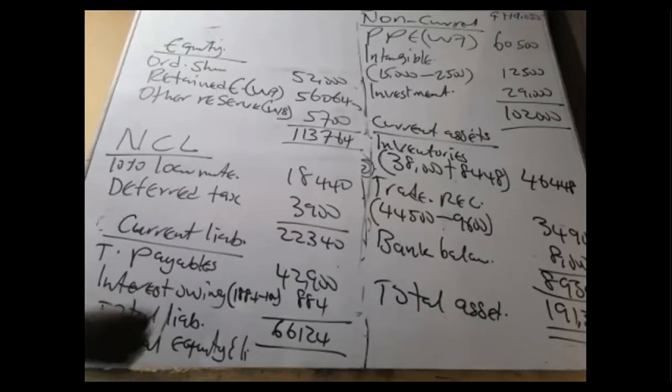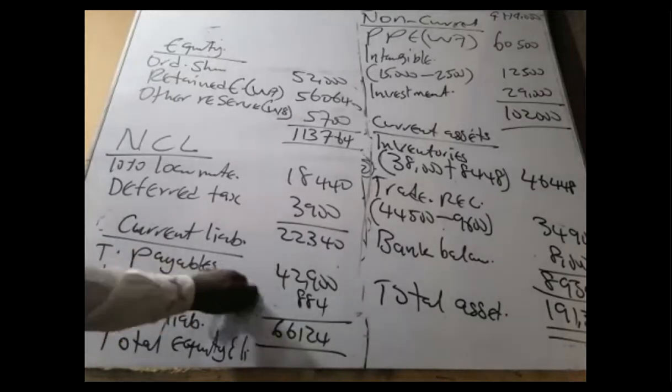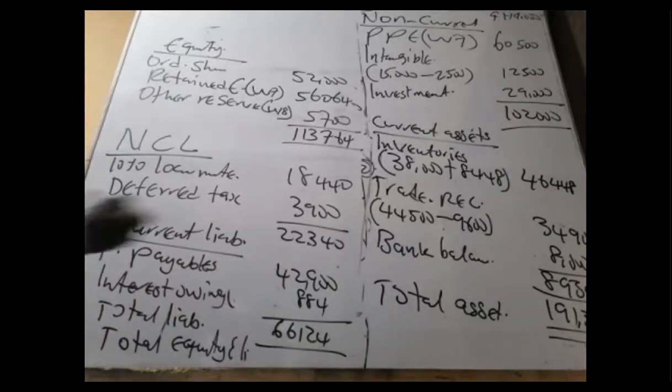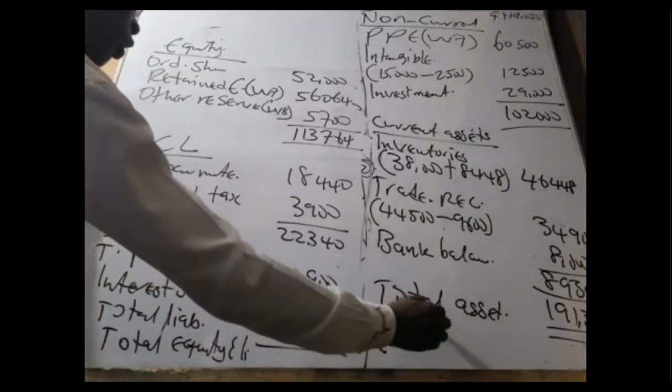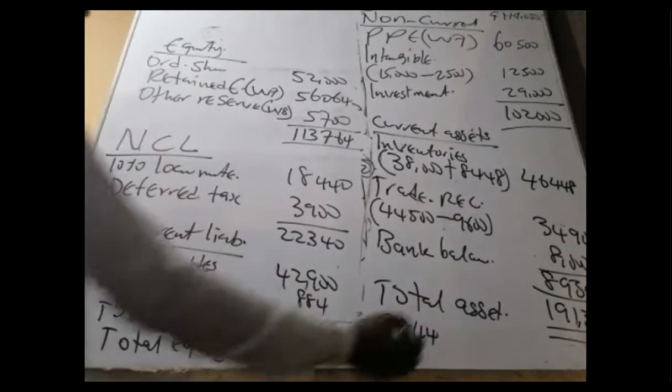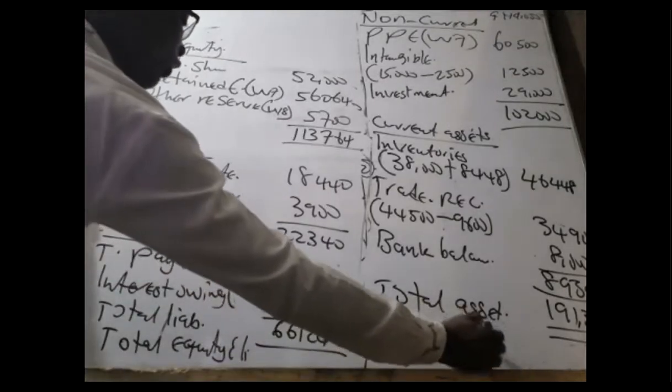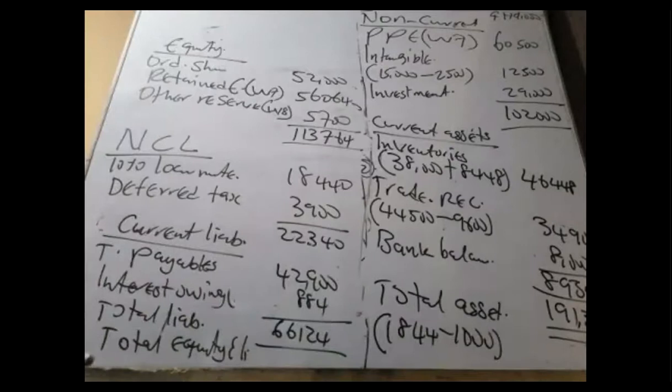The interest figure, we have to show workings. Let me do the interest working in brackets. It is 1,004 like this, minus the 1,000 that is paid, and that gives us 884.